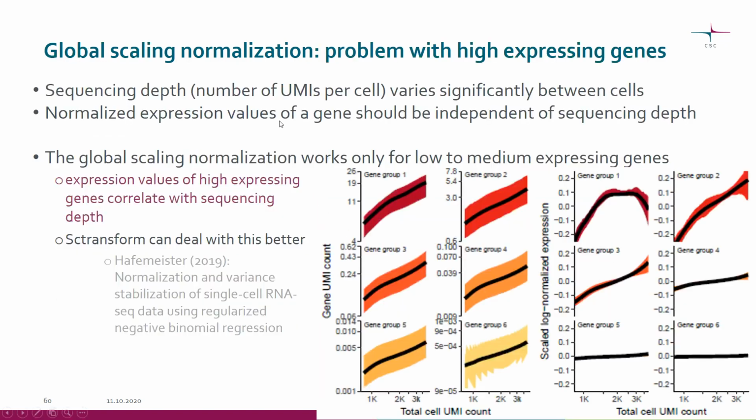It's good to realize that the global scaling normalization doesn't work perfectly in every situation. So it has especially a problem with high expressing cells. So as we know, the sequencing depth, or in other words, the number of UMIs per cell, varies significantly between cells. And of course, after normalization, the gene expression values should be independent of the sequencing depth.